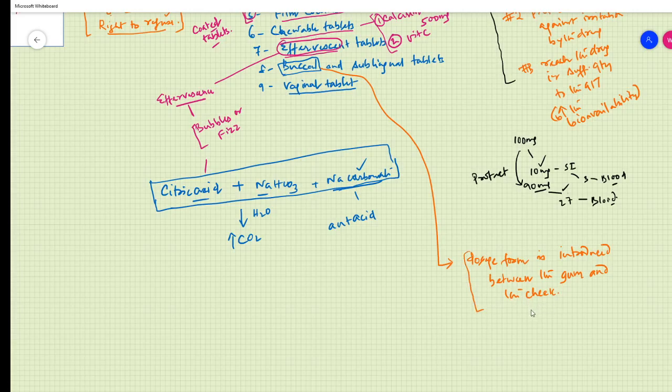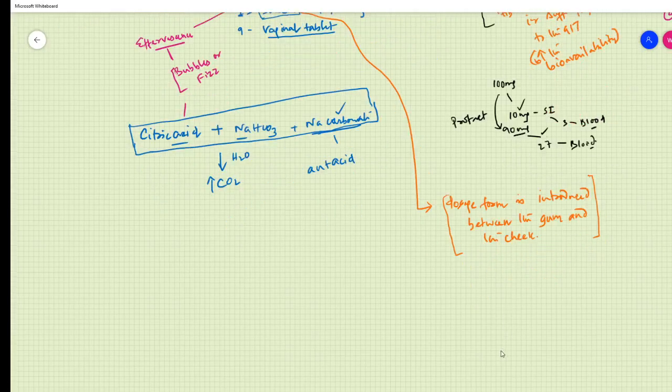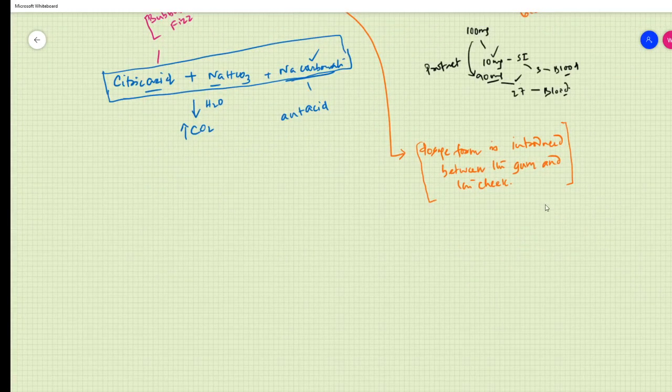So the patient should be counseled that they should not eat or drink for at least 15 to 20 minutes after administration of the drug in this form as a buccal form. So what are the examples we can look at? Prochlorperazine. So this is used against nausea and vomiting. Nausea is when you feel sick, and vomiting is when you vomit due to this sickness. So it's used against nausea and vomiting.